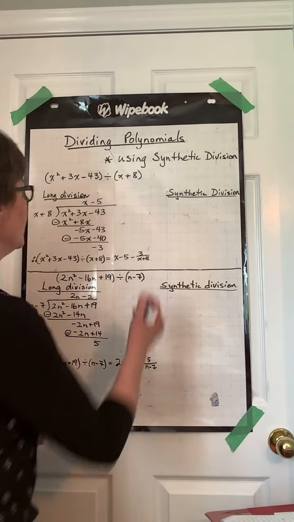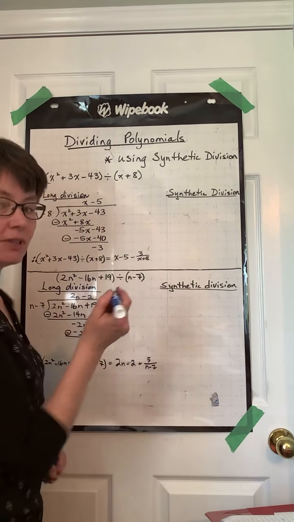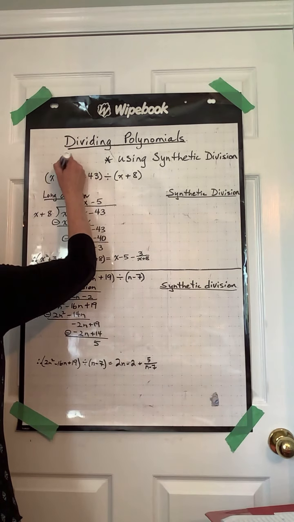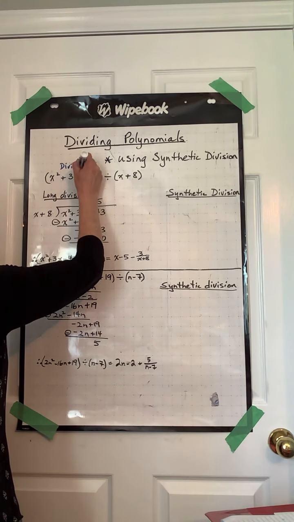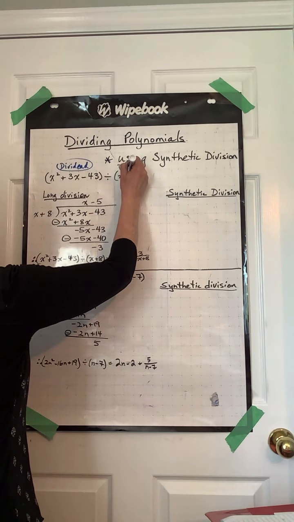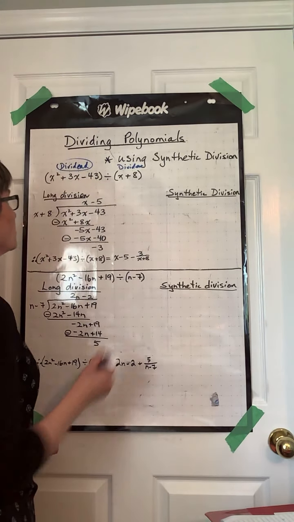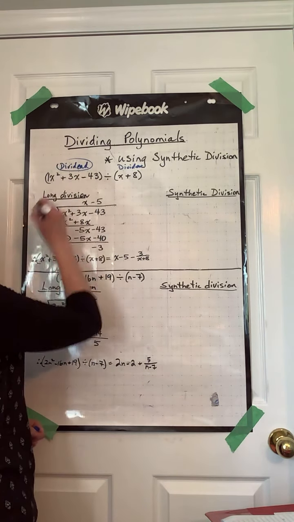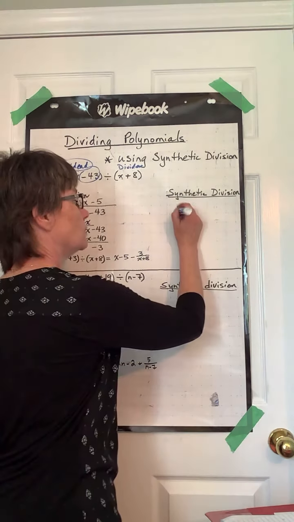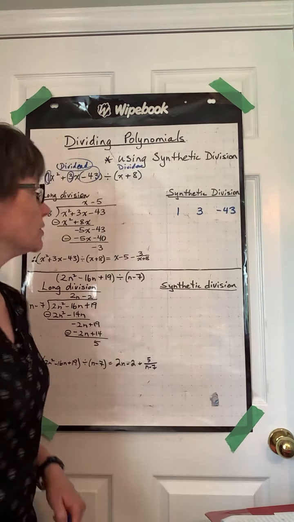Here's the procedure. We're going to write down the coefficients of the dividend. The dividend is the number we're dividing into, so the dividend is this guy. And this is the divisor, the thing we're dividing into the dividend. So just knowing what those words are. We're going to take the coefficients. So here we have 1 and 3 and negative 43. So 1, 3, negative 43. Just going to write those coefficients there.